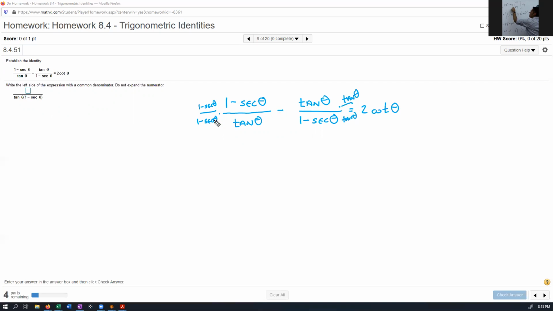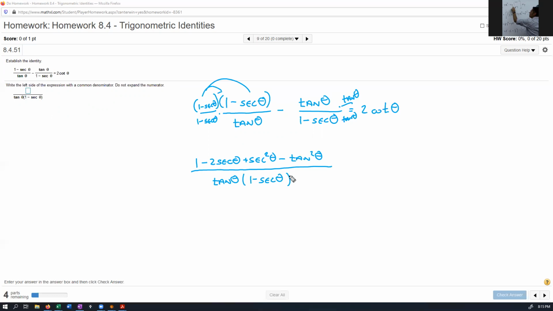Okay, so my left-hand side, when I multiply the top two together here, those two multiply. I'm not going to show it, but you have to FOIL this. You'll get 1 minus 2 secant theta plus secant squared theta. That's this FOILed out. And then minus these two multiplied, so minus tangent squared theta over our common denominator, which was tangent theta times 1 minus secant theta.